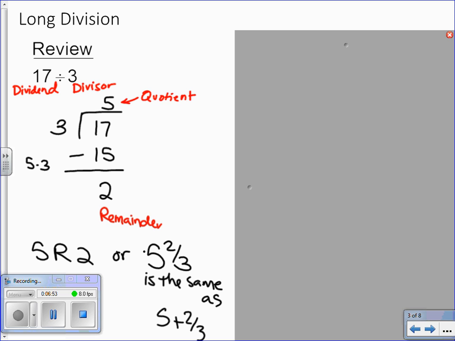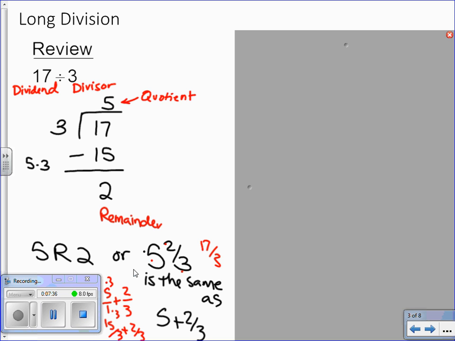One way you could check to see if that's true is to think about them as improper fractions. Do you remember changing into an improper fraction? 3 times 5 plus 2 is 17/3, and that was our original division problem. And this is like 5/1 plus 2/3, so I need common denominators. I multiply by 3/3, so I'd have 15/3 plus 2/3, which is 17/3. So are they the same thing? Yeah, they're both equal to 17/3.